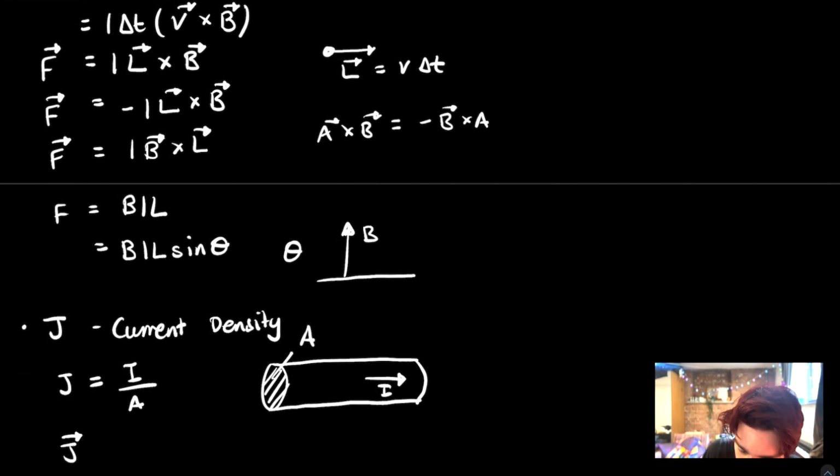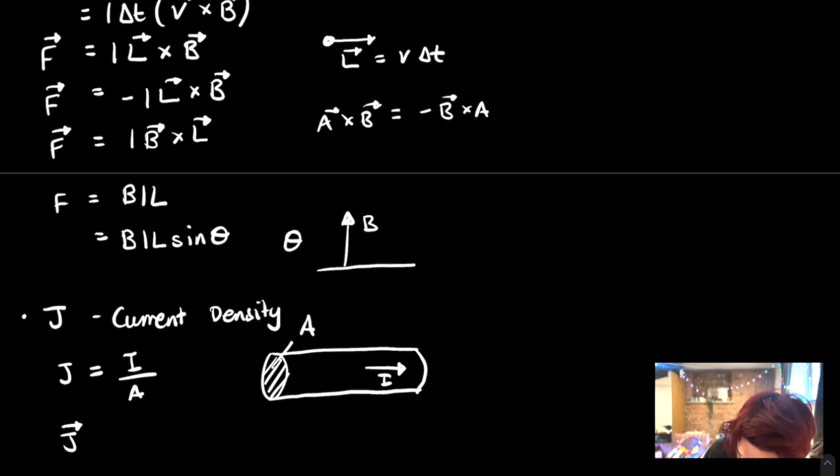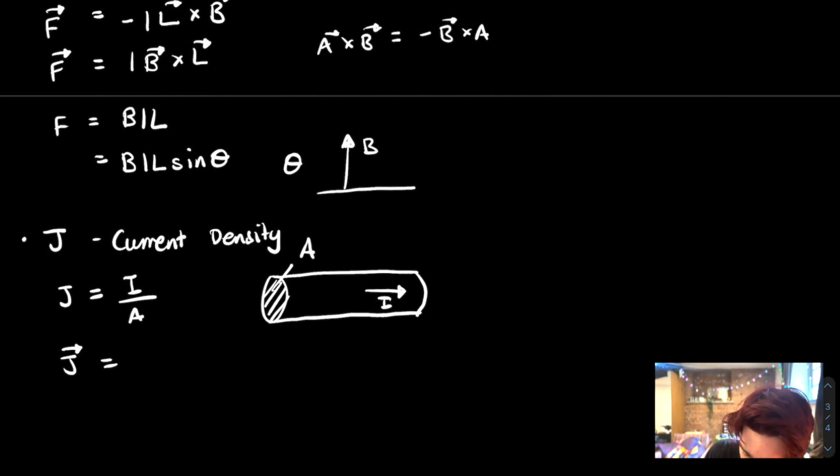J is the vector quantity that points in the same direction as the current flow, which is obviously opposite to the actual direction in which the electrons flow, just because current is defined oppositely. So more formally, we say that J is equal to the rate of change of current with area. We typically take it to be in the z hat direction, but it isn't necessarily in that direction.